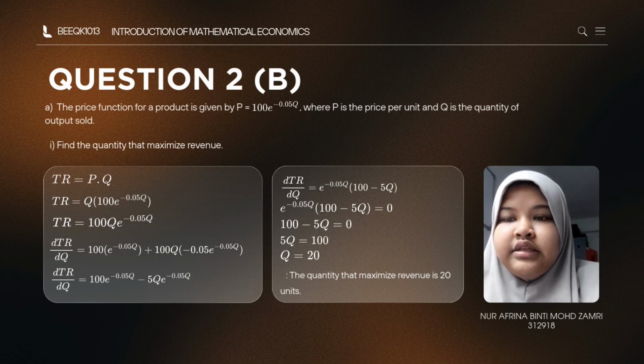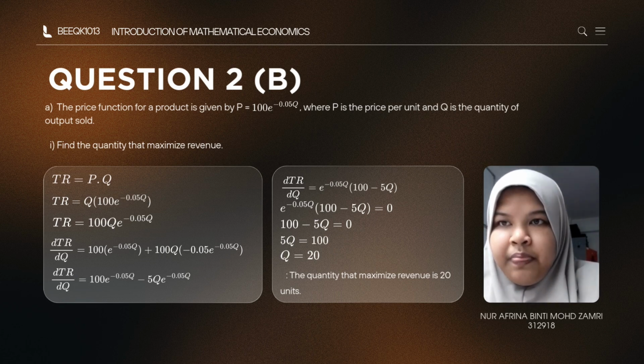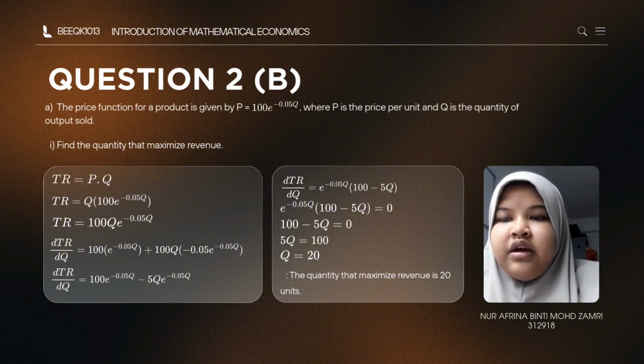Today I would like to explain question 2B. The question is, the price function for a product is given by P equals 100e to the power negative 0.05Q, where P is the price per unit and Q is the quantity of output sold. For the first part, find the quantity that maximizes the revenue.